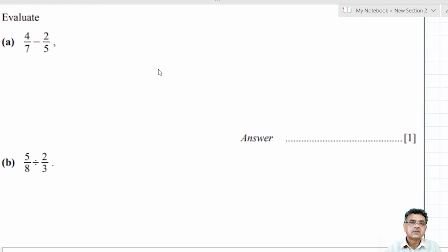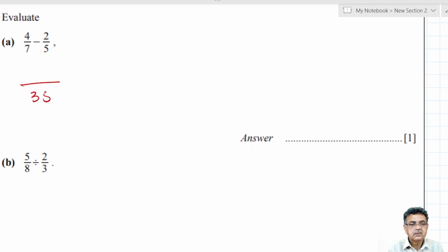These are all questions from paper 1. So, calculator is not allowed. So you need to learn such techniques. Once again, you can notice that there is no common factor in denominators, and the LCM will be the product of these two numbers. Then 5 will be multiplied by 4 and 7 with this. So it will be 20 minus 14. It will be 6 over 35.